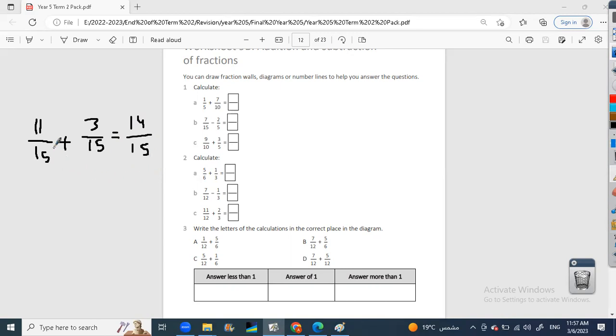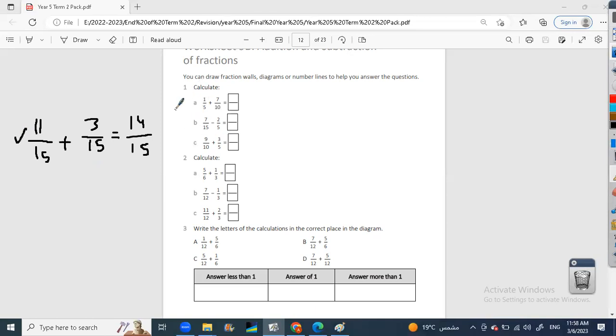Why, mister? Because if I say to you, what is 11 apples plus 3 apples? It's going to be 14 apples, not 14 bananas. Well, if I say to you 11 bananas plus 3 bananas, it is going to become 14 bananas, not 14 watermelons. So here, if I say 11 15ths plus 3 15ths, it is going to become 14 15ths. Okay, so the denominator is not going to change. All right, Mister, this is very easy.